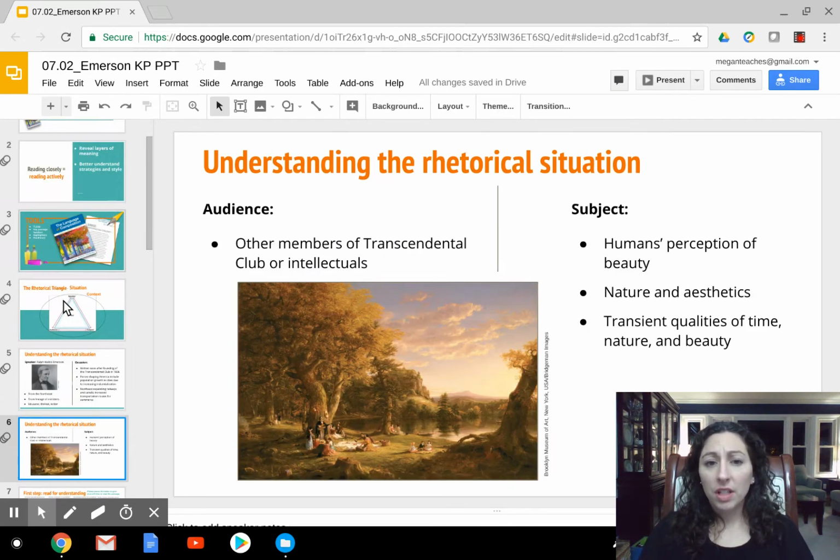So his audience for this piece would have been other members of this Transcendental Club, other intellects, thinkers, writers. It is a very challenging piece of writing, and so this was not intended to be read by the everyday person who may not have been as educated. The subject of this piece is humans' perception of beauty and really how that interacts with nature, how we perceive the natural world, how we react to the aesthetics of the natural world, and then the transient qualities of time, nature, and beauty.